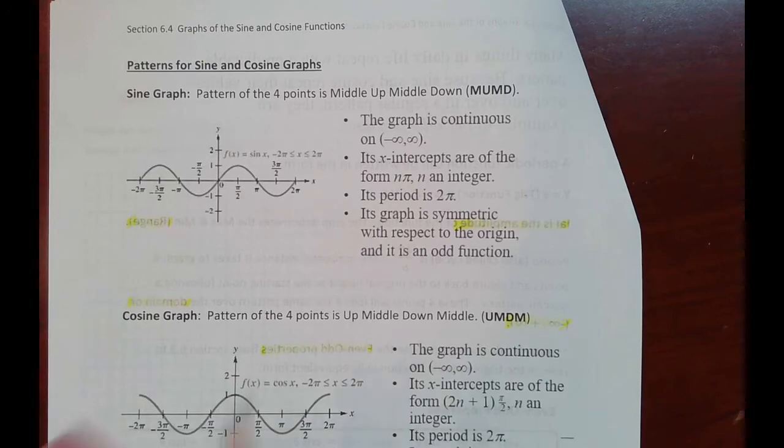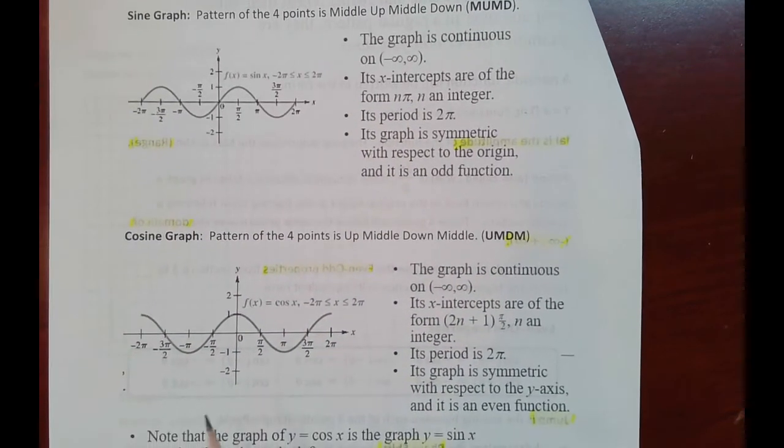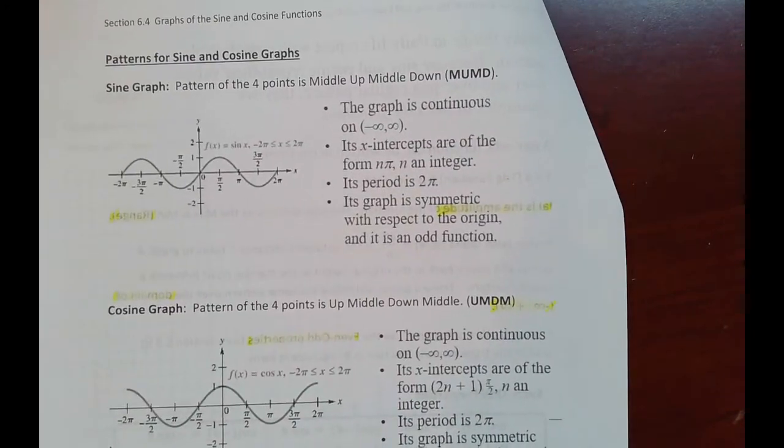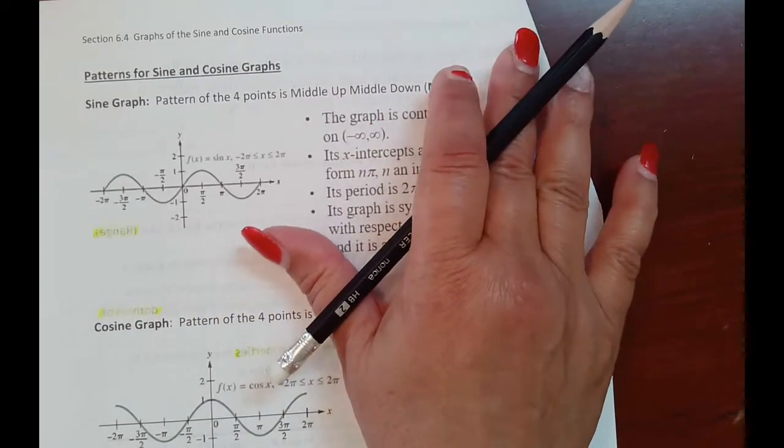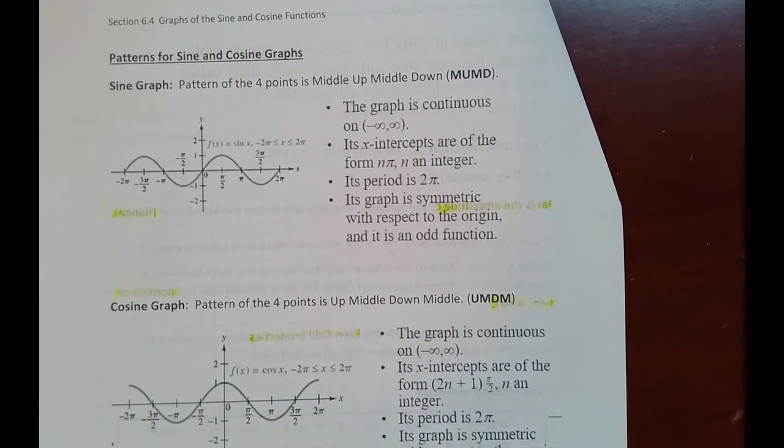Okay, so this is just the parent graph for sine of x, and this is the parent graph for cosine of x. And again, this was just brought up, and we reviewed all the key features of either of these graphs in section 6.3. So I just printed them here for you again. You're going to be producing your own graphs.